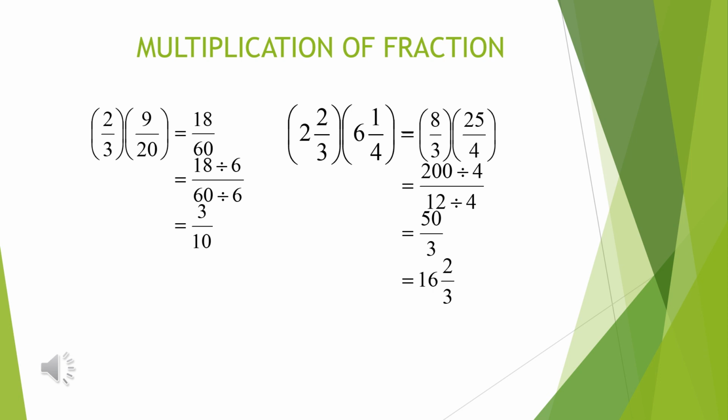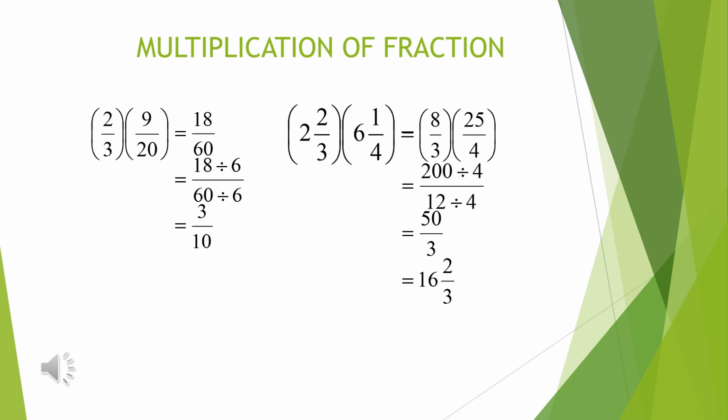So we have multiplication of fraction. How do we multiply fraction? Multiply the numerator by the numerator and the denominator by the denominator. 2 times 9 is 18. 3 times 20 equals 60. So the answer is 18 over 60.